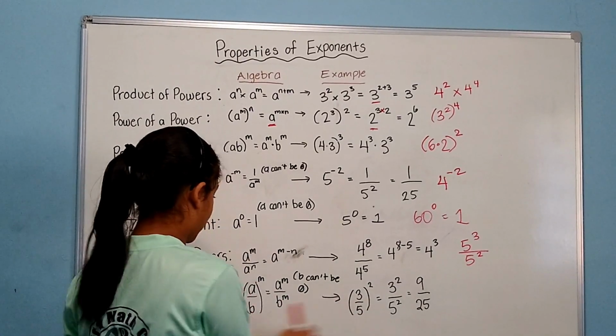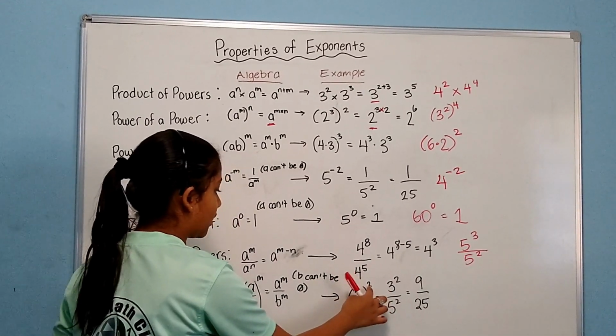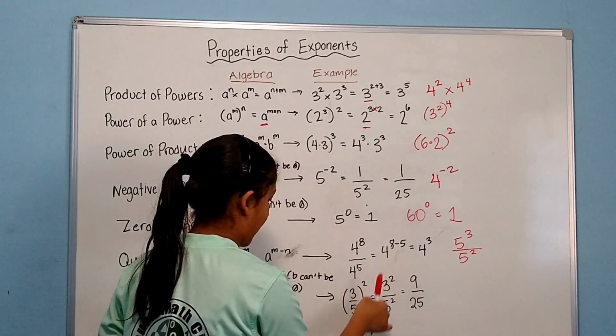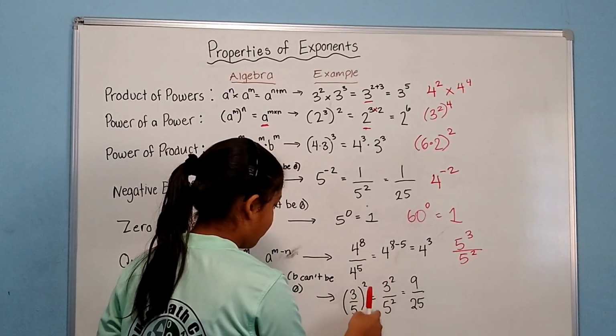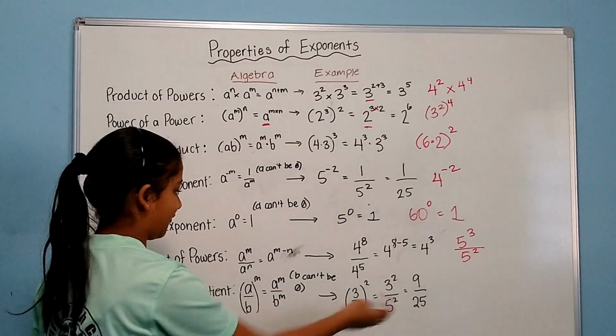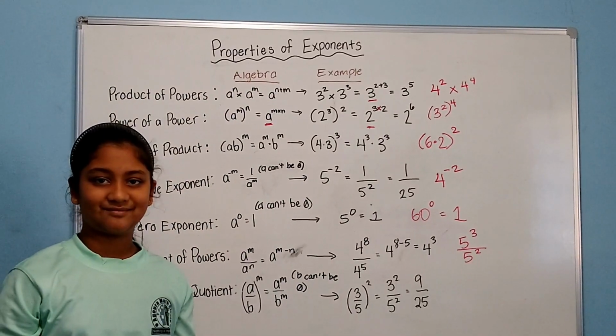So let's try this out here. 3 divided by 5 to the power of 2. So we separate them. We get 3 to the power of 2, which is 9, divided by 5 squared. So that's basically how you do this. And I just simplified, you don't need to. So these are basically the properties of exponents.